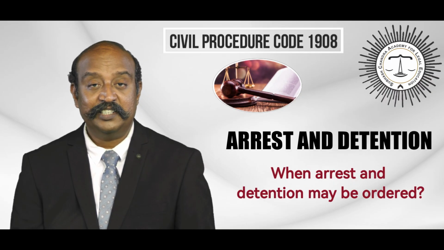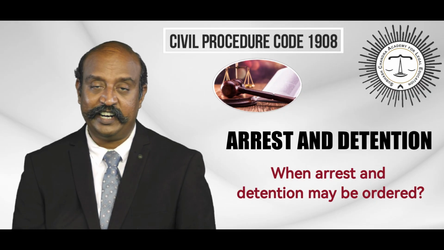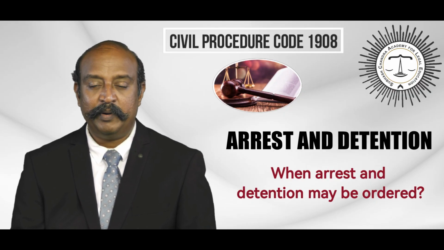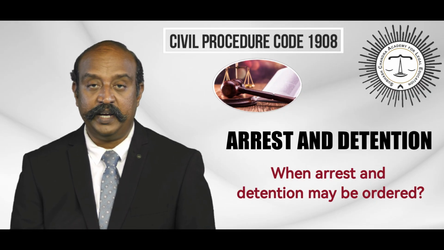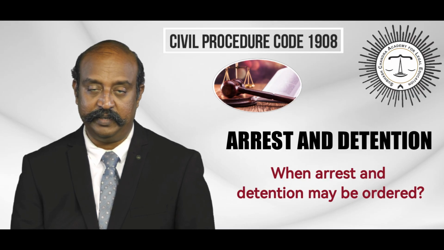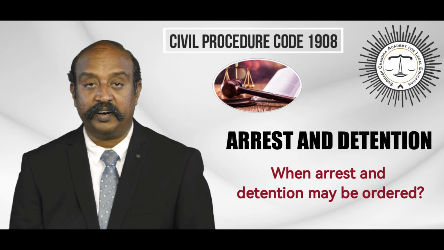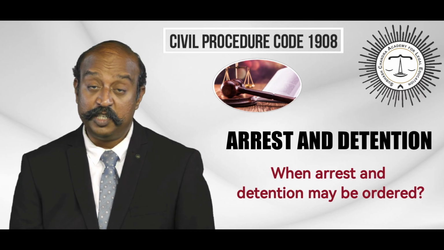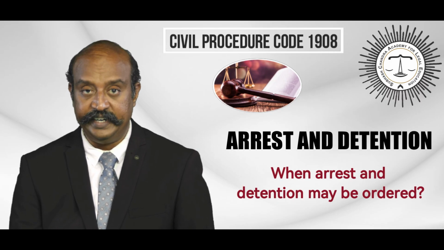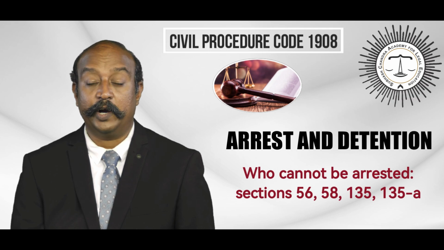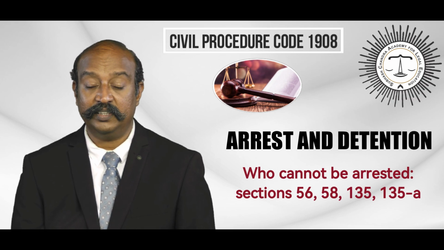When arrest and detention may be ordered: when the decree is for payment of money, it can be executed by arrest and detention of the judgment debtor. Likewise, in case of a decree for specific performance of a contract or for injunction, a judgment debtor can be arrested and detained. So who cannot be arrested according to sections 56, 58, 135, 135A?